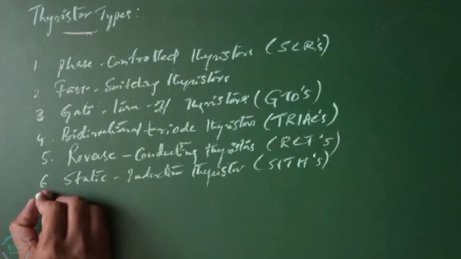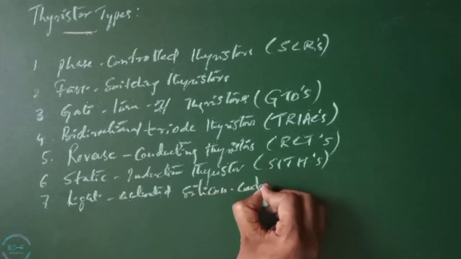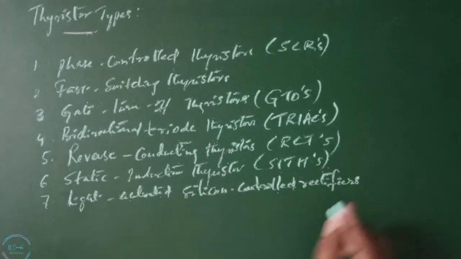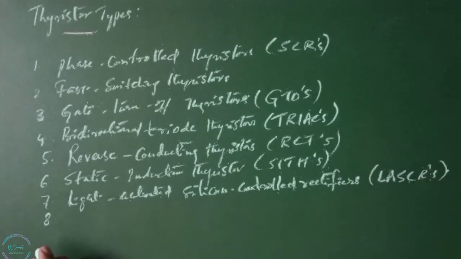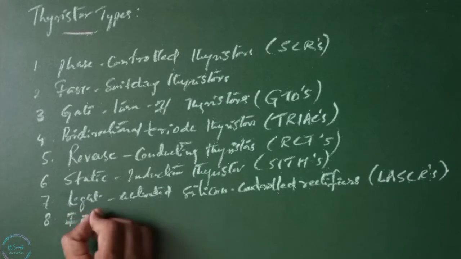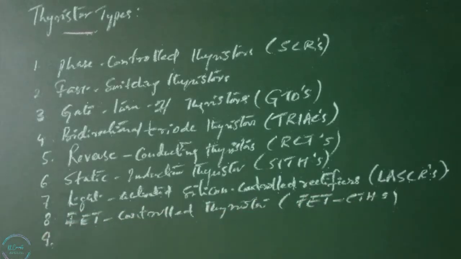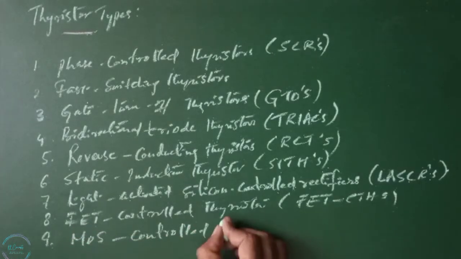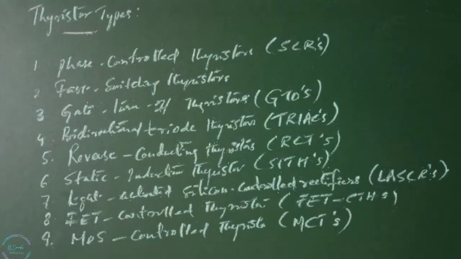Seventh, light activated silicon controlled rectifiers, LASCRs. Eighth, FET controlled thyristor. Ninth one, MOS controlled thyristors, MCTs. Let us see one by one.